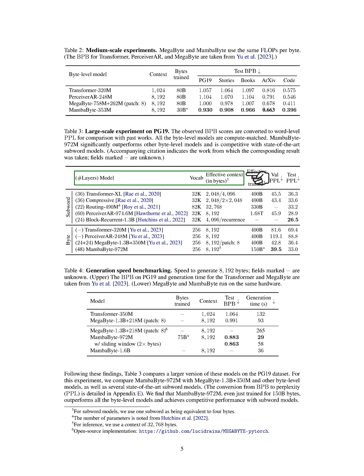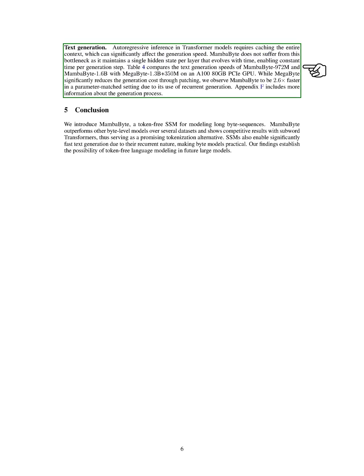Section: Text Generation. In the realm of text generation, transformer models that use autoregressive inference have a significant drawback. They need to store the entire context, which can drastically slow down the generation process. However, our model, MambaByte, doesn't have this issue. It keeps a single evolving hidden state for each layer, which allows for a constant generation time at each step.